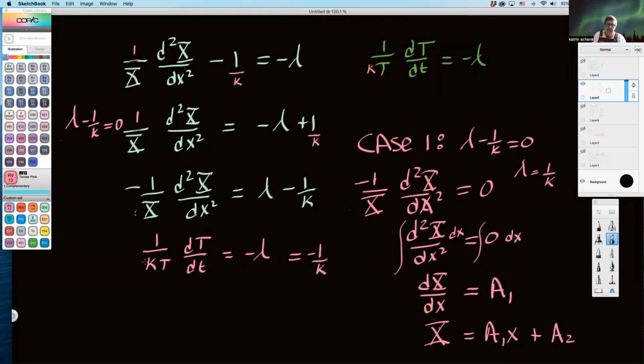Okay, perfect. Now when I bring the K up there, it's going to disappear. So that's great. So I get 1 over T dt d little t. I'm multiplying through by K, and I get minus 1. All right.